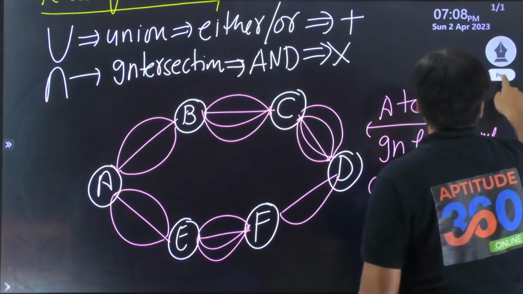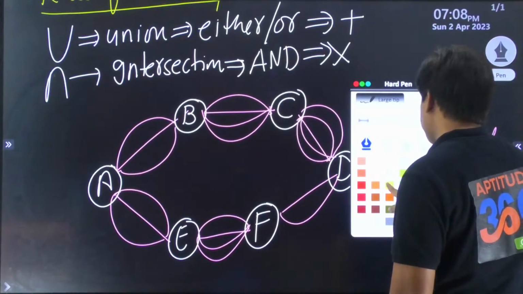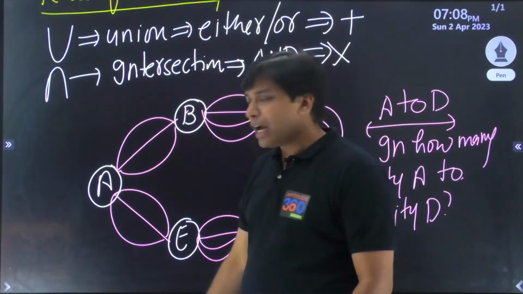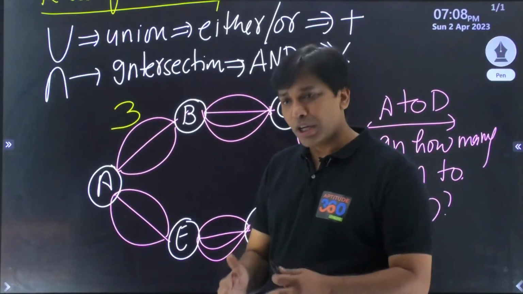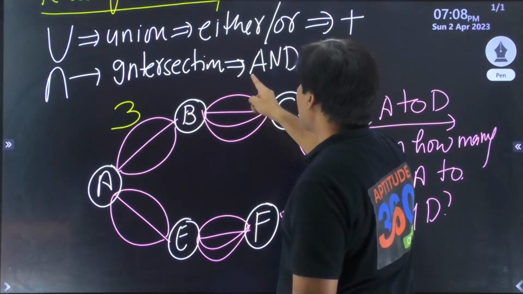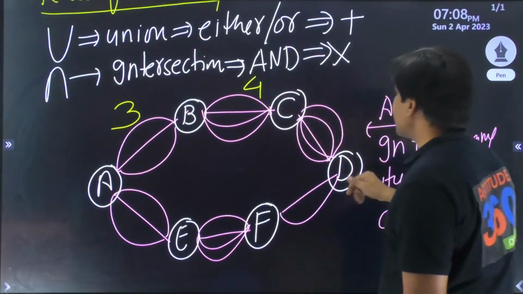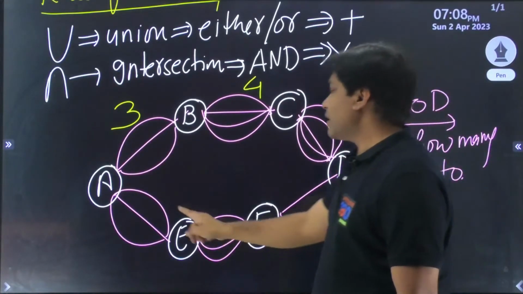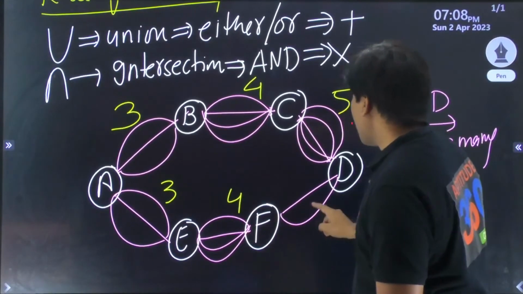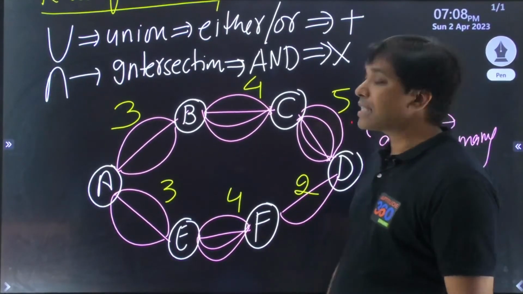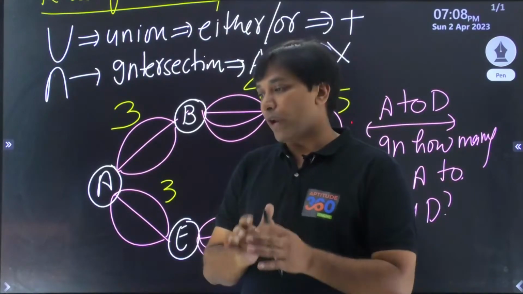If you will have to find out how many ways there are from A to B, it's pretty simple for us to identify: 3 ways. B to C, how many ways? 4 ways. And C to D, 5 ways. Similarly, A to E, 3 ways. E to F, 4 ways. And F to D, how many ways are there? A total of 2 ways.